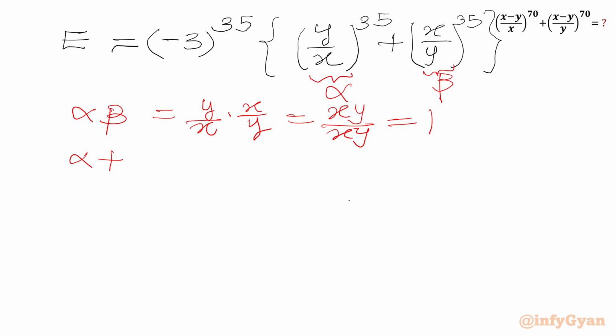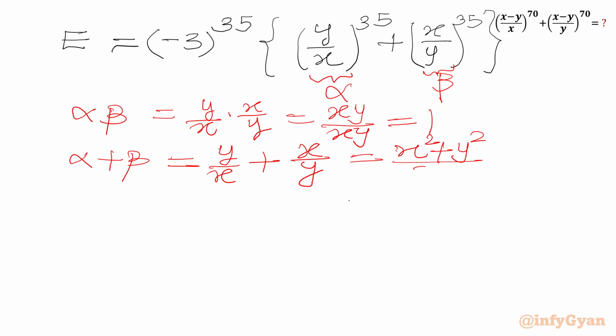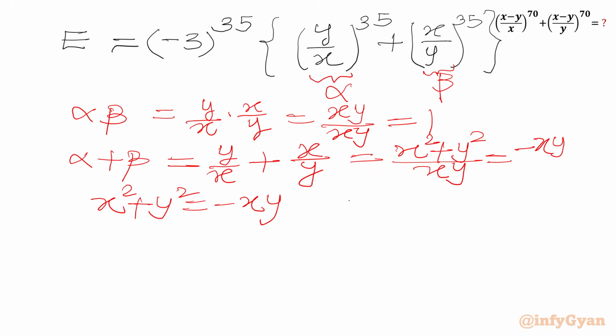Now we will find alpha plus beta, which will be equal to y over x plus x over y. We will write equal to y square plus x square, or x square plus y square, in the numerator and xy in the denominator. Now the given equation was x square plus y square plus xy equal to 0, or we can write x square plus y square equal to minus xy, which we will put over here. Minus xy over xy will cancel xy from the numerator and denominator. So we'll get the second equation alpha plus beta equal to negative 1.